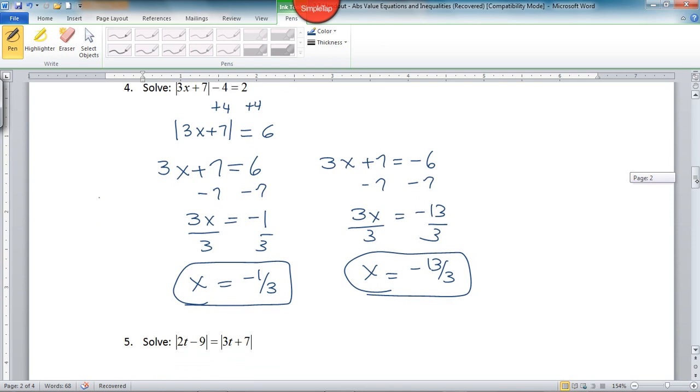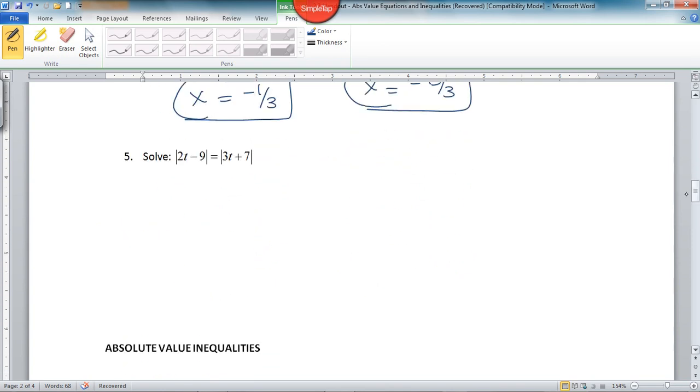Now the fifth one here, the absolute value equations. This one has the complication that we've got the absolute value on both sides. What do we do there? Well, we're going to follow about the same guidelines. I'm going to set up two equations. I'm going to say my 2t minus 9 equals, and then something with the 3t plus 7. In the first case, I'm just going to say let's try 3t plus 7, so basically just getting rid of the absolute values.